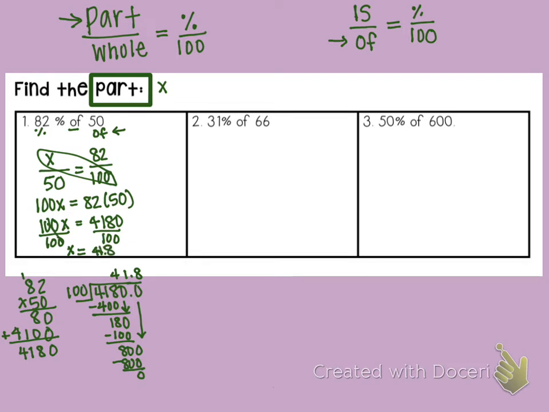I'm going to write that up here a little bit bigger. 41.8 is what x equals. Now let's box our answer. Okay, so again, this is our percent. This says of 66, so this is our of. Okay, I'm going to need you to press pause, and then set up the proportion, and then press play, and we will solve it together.